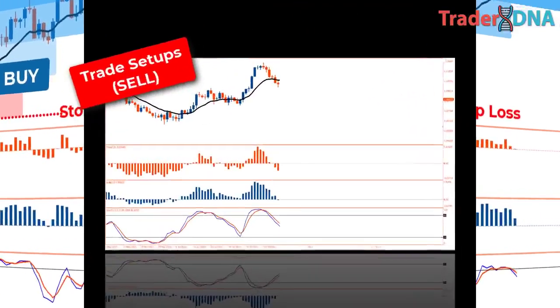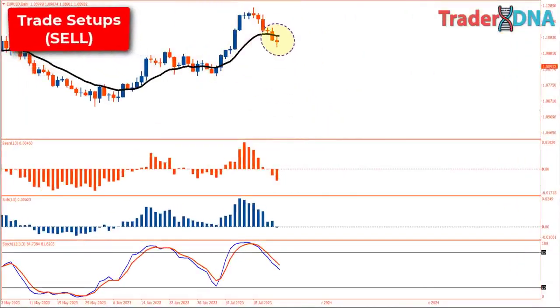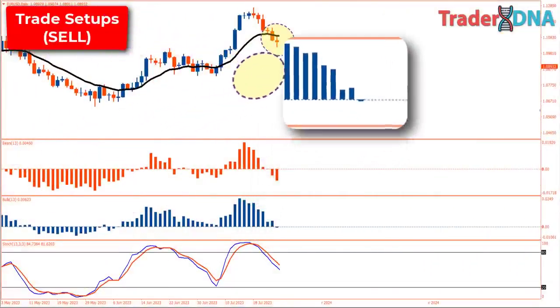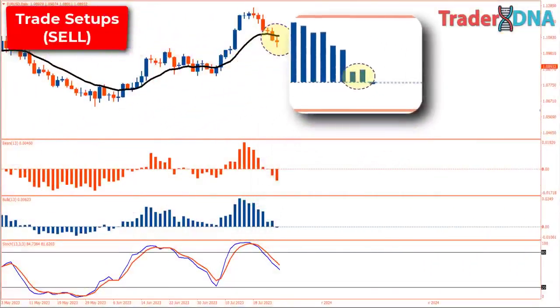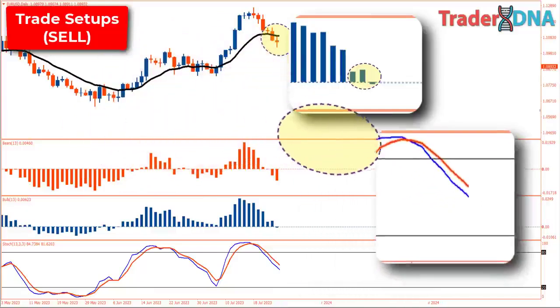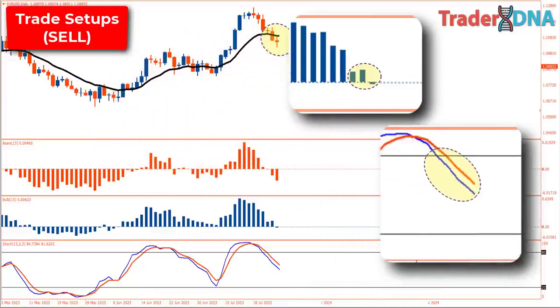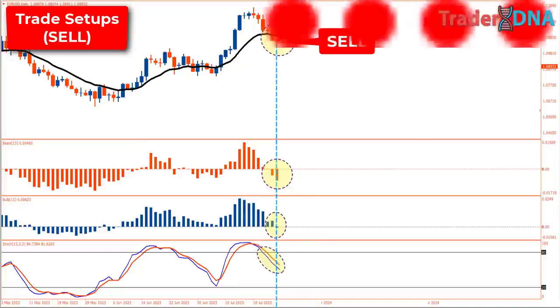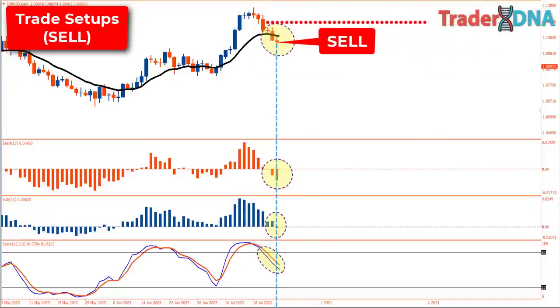Sell when the price is below the EMA line. Bull's power histogram is positive, but moving closer to zero. The stochastic line crosses below the level 80 after being in the overbought area. Bear's power histogram is below zero and sufficiently long. Set the stop loss above the nearest swing high.